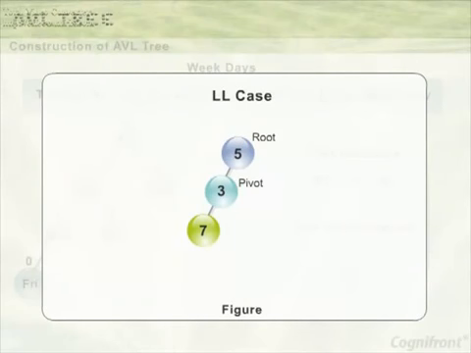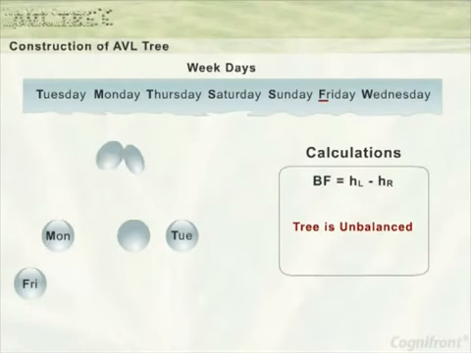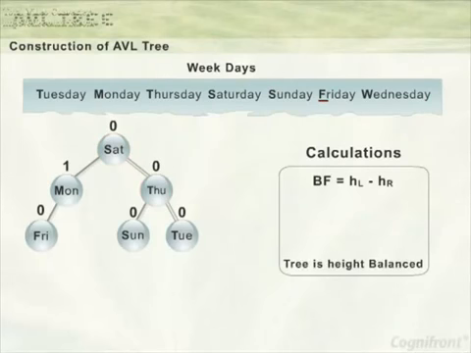In the figure, 5 is the root node and 3 is the pivot. In LL, the pivot becomes the new root node. So here, in the example, Saturday becomes the new root. Monday, together with its left subtree, becomes the left subtree of Saturday. Thursday and its right subtree becomes the right subtree of Saturday. As Sunday is greater than Saturday, it is placed on the right side of Saturday.